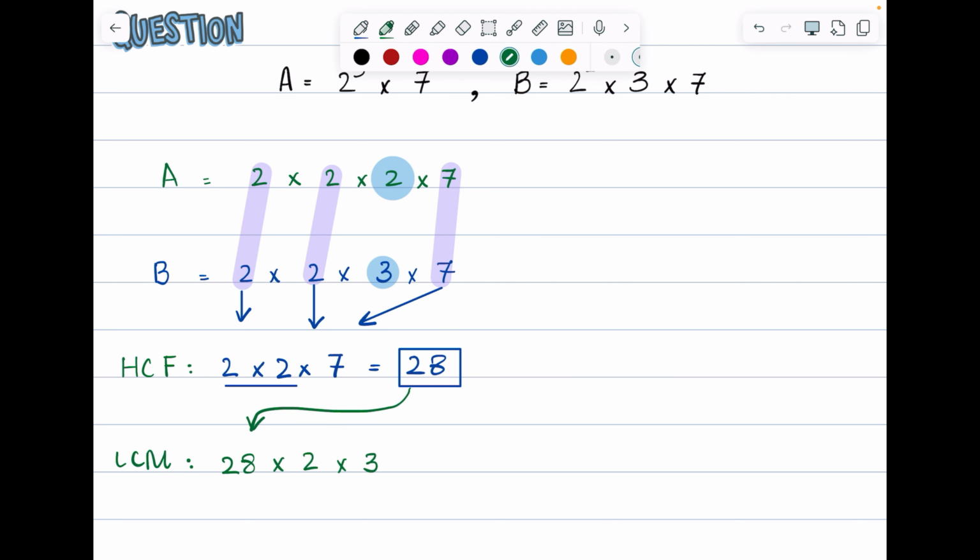28 times 2 is 56, and 56 times 3 we can do on the side. Once again, practice your non-calculator skills, very important. 3 times 6 is 18, so 8 here, 1 up. 3 times 5 is 15, plus 1 is 16, so 168, and that is the answer for your LCM. Clear? That's it. That was that easy.